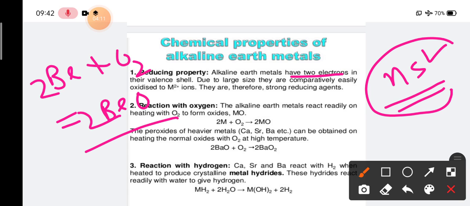In the case of higher metals like calcium, strontium and barium, when they react with oxygen, they will form a metal oxide. After forming the metal oxide, they will again react with oxygen and form a metal peroxide, that is BaO2. In the case of barium, when barium reacts with oxygen, it will form barium oxide, and again barium oxide reacts with oxygen further and gives barium peroxide. Okay, so peroxide formation can only happen for the higher elements like calcium, strontium and barium.